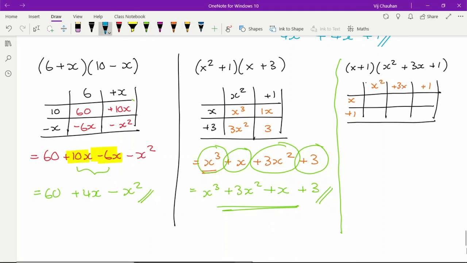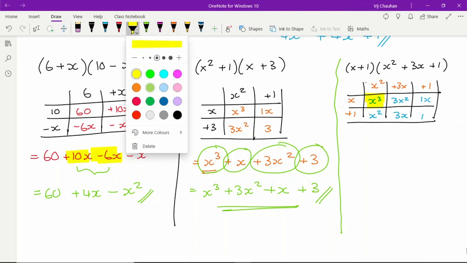So filling in the boxes, I've got x cubed, I've got x times 3x, which is 3x squared. I've got x times 1, which is just 1x. I've got 1 times x squared, which is just x squared. 1 times 3x, which is just 3x. And 1 times 1, which is just 1. Now, in terms of the x cubed, if I just highlight the like terms, that's the only x cubed I've got.